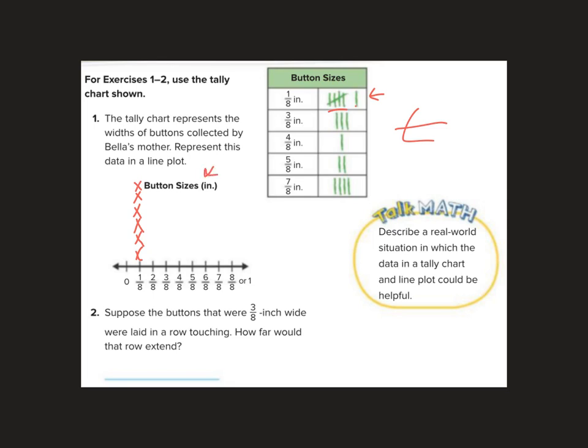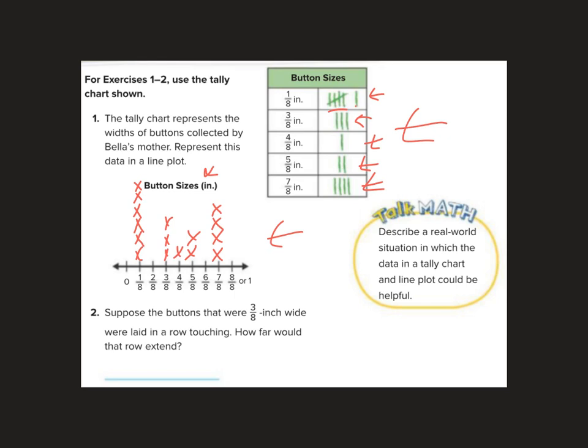I'm really glad that they're focusing on the title here. How many do we have on 3/8? Oh, do we have any 2/8? Nope. So next is 3/8. I have 3. 1, 2, 3. 4/8 or 1/2, I have 1. 5/8, I have 2. And 7/8, I have 4. Notice I skipped over 6/8. Okay, there's my line plot.